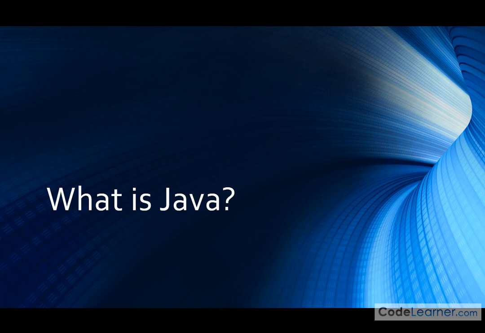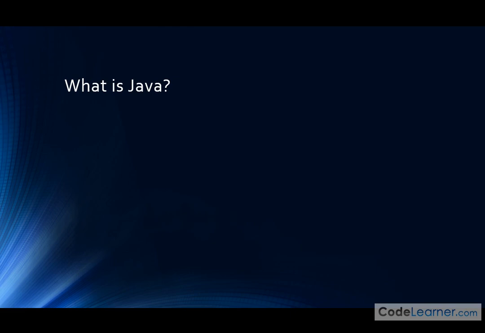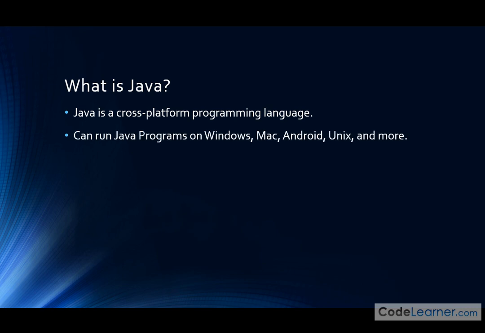Specifically, let's talk about what is Java, how does it work, and why is it important. And so, as we discuss what is Java, the most important thing for you to understand is that Java is a cross-platform programming language. What do we mean by cross-platform? Why is that important?